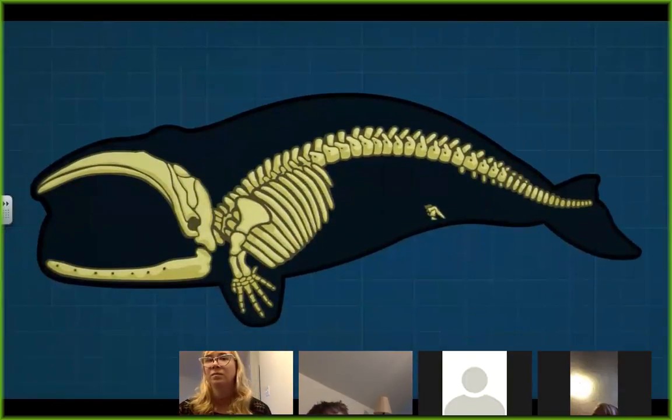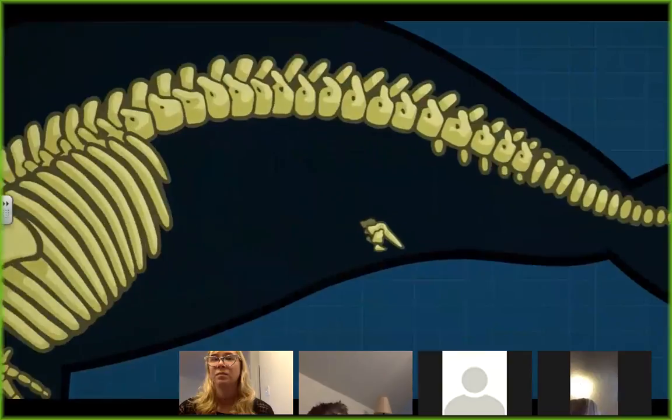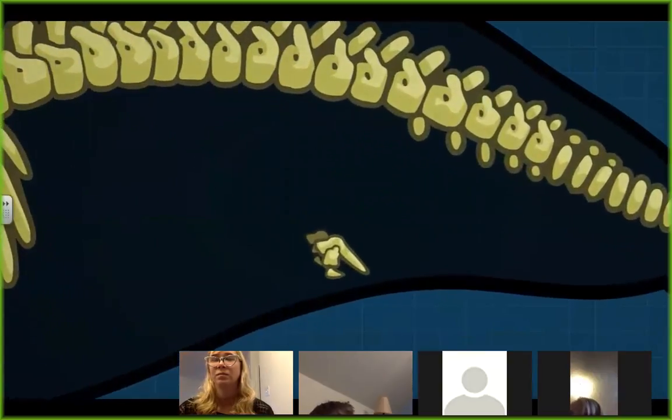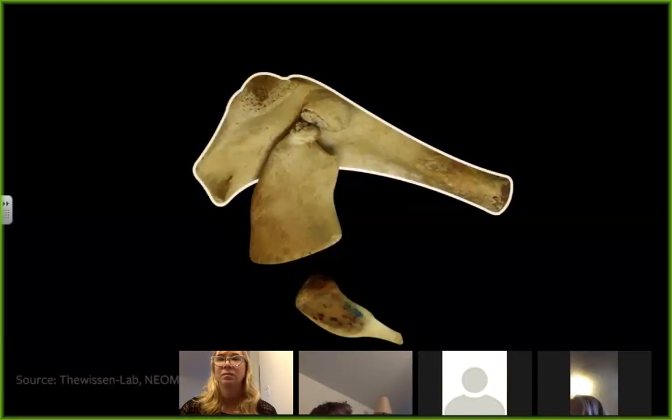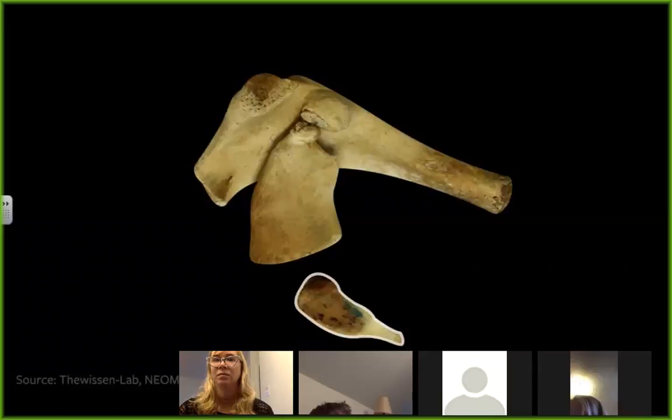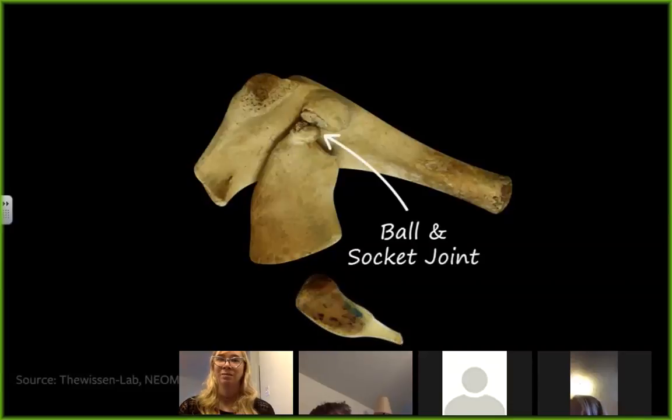Modern whales do not have back legs, but they do have a strange pair of bones where the hind legs should be. Here's a picture of these bones from a bowhead whale. They almost look like shriveled hip, thigh, and shin bones. This one even has a ball and socket joint between the hip and thigh bone, just like the ball and socket joint in your own hip.